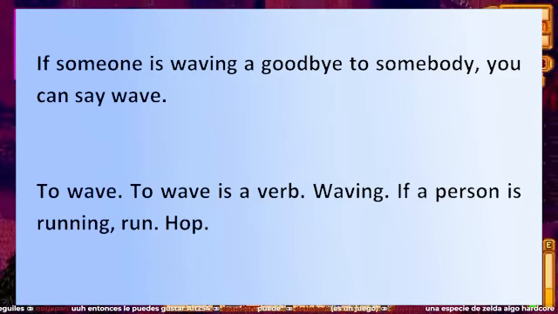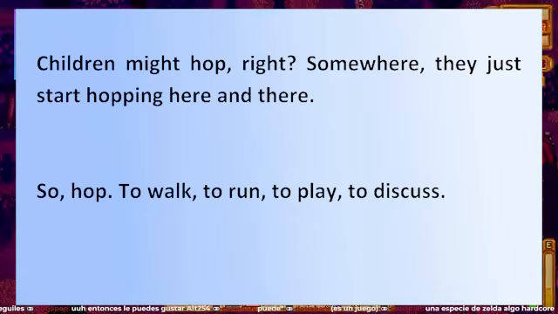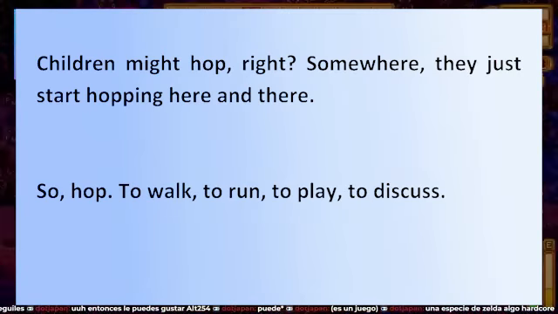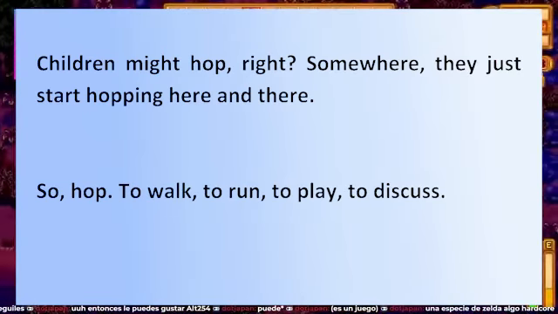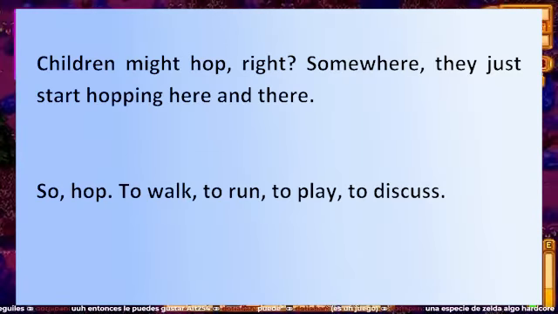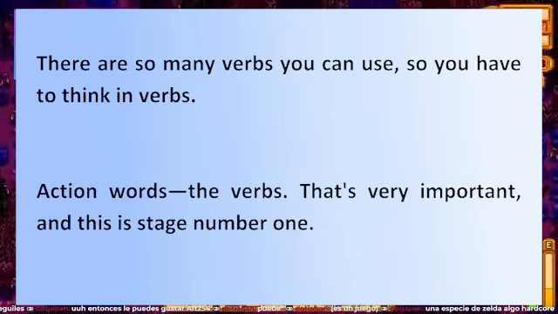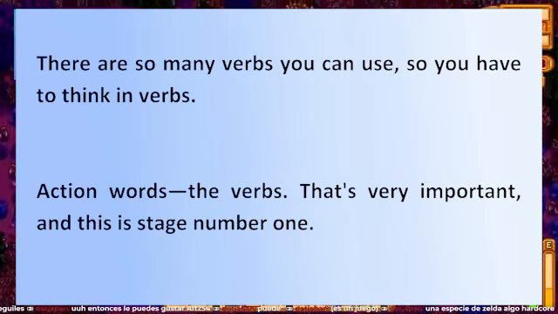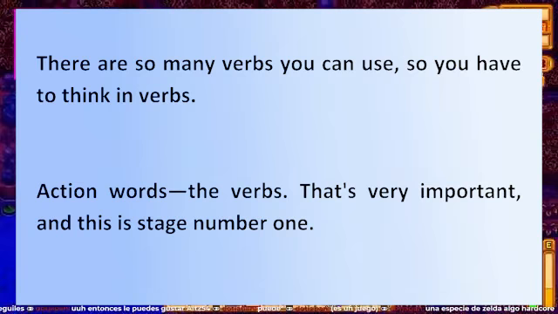Waving. If a person is running, run. Children might hop, right? Somewhere, they just start hopping here and there. So hop. To walk, to run, to play, to discuss. There are so many verbs you can use, so you have to think in verbs. Action words, the verbs. That's very important, and this is stage number 1.